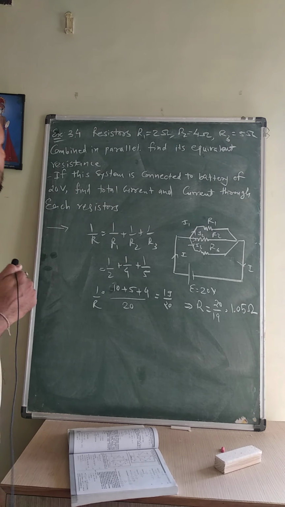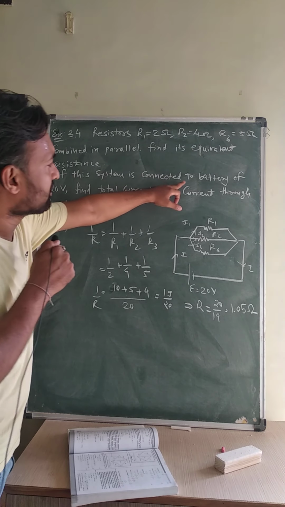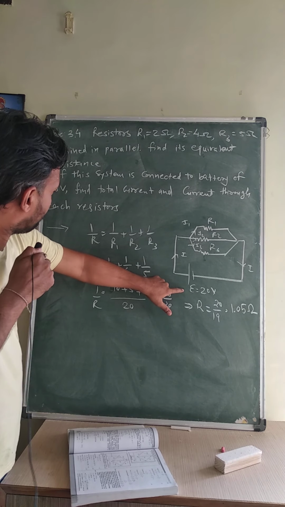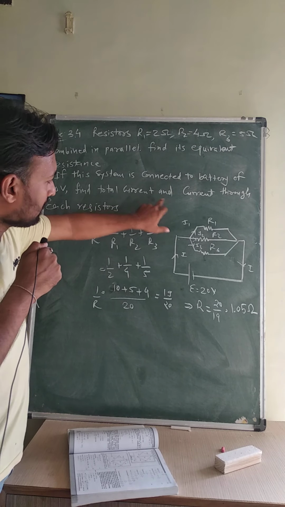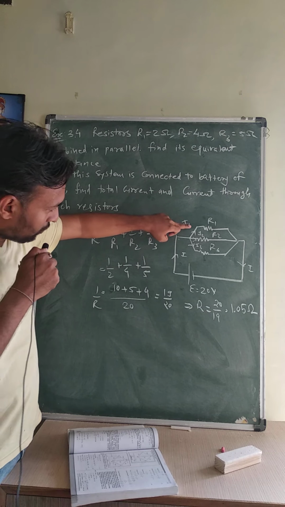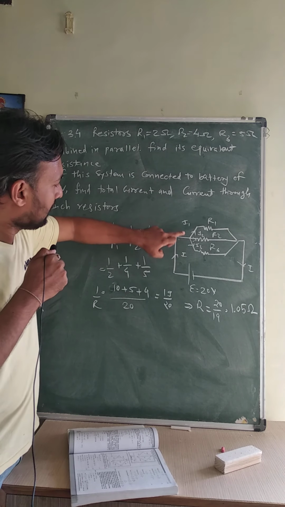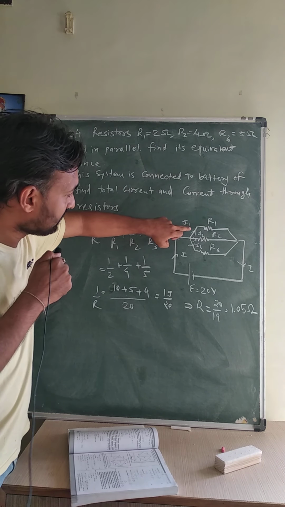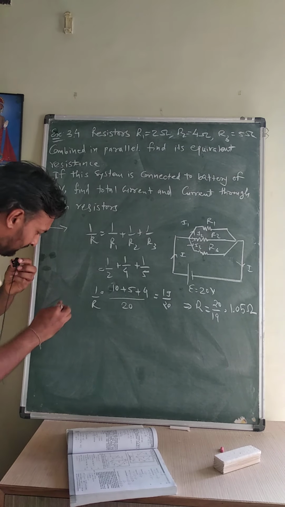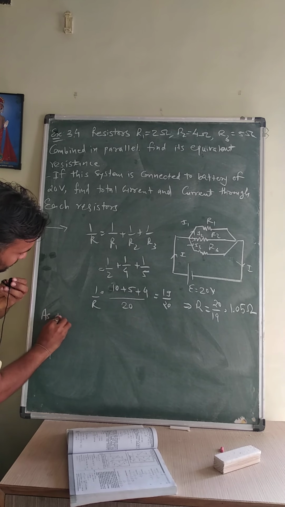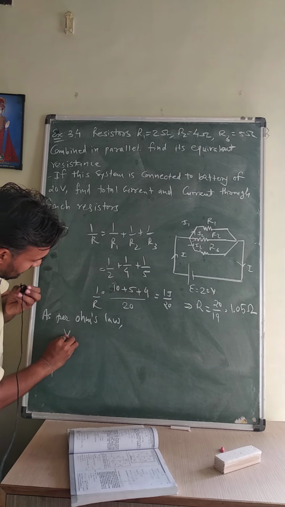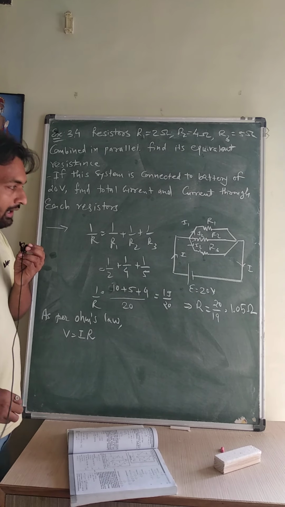Now the system is connected to a battery of 20 volt. We have to find the value of total current I and the current through each resistor, that is the values of I1, I2 and I3. As per Ohm's law, V is equal to IR.